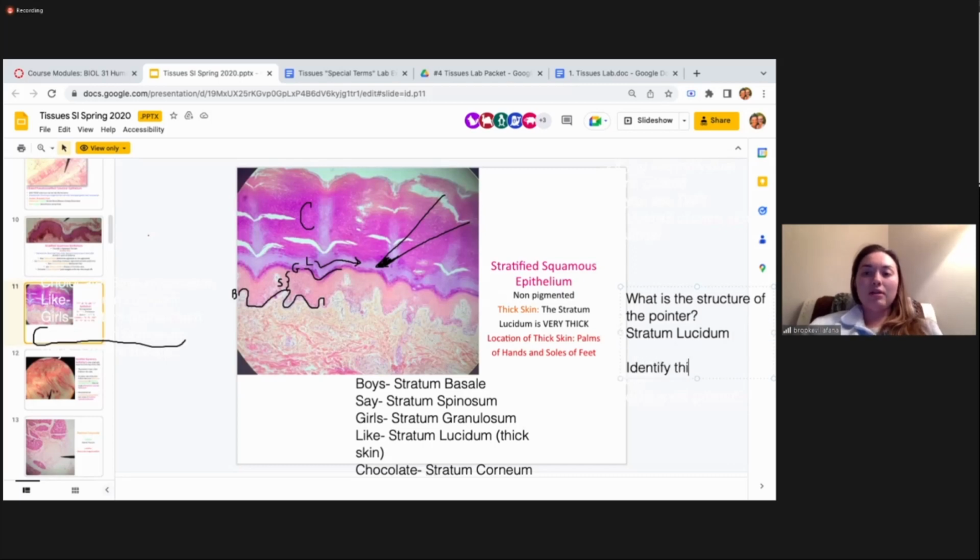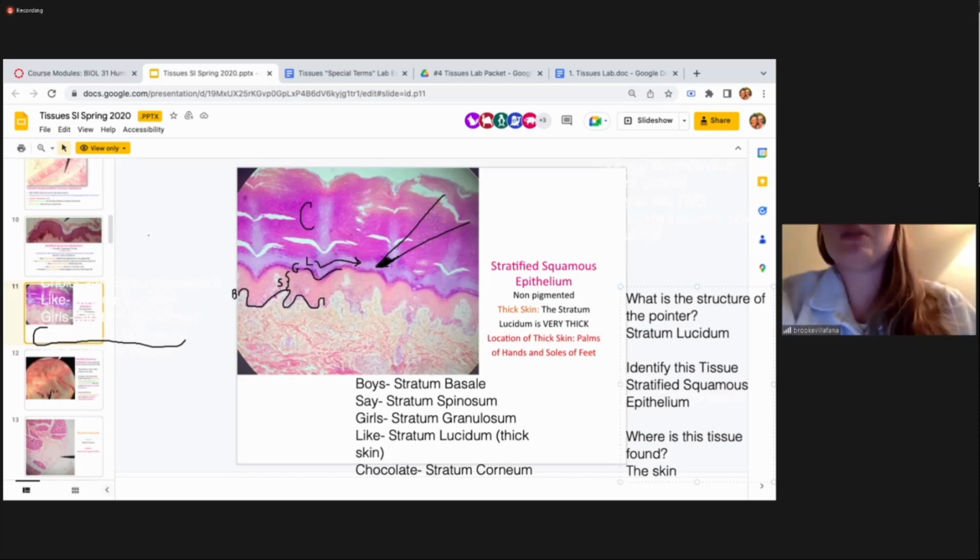Also identify this tissue. So what tissue do we see here? Stratified squamous epithelium, right? Where is this tissue found? The skin, right? This tissue makes up the human skin.